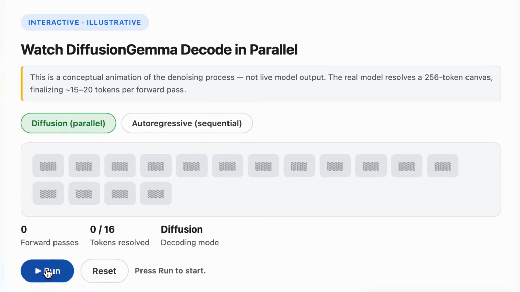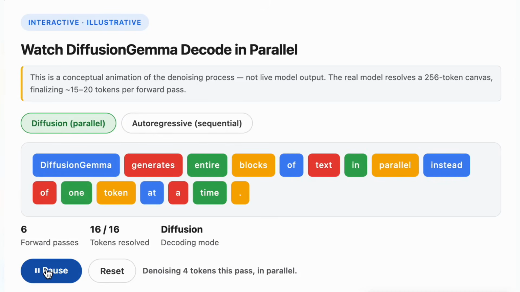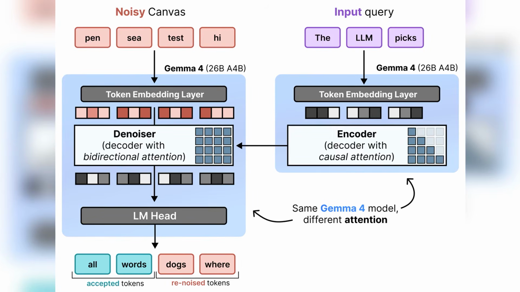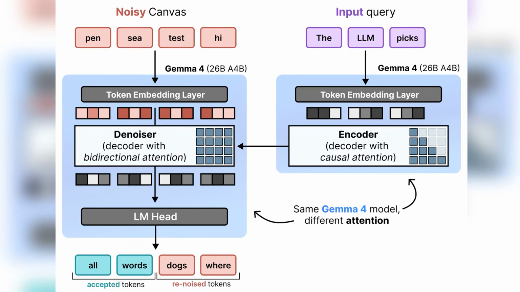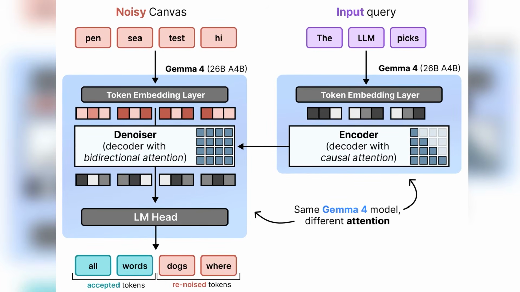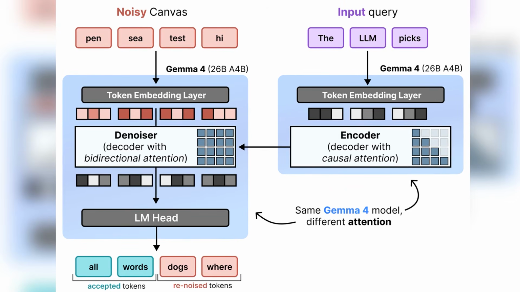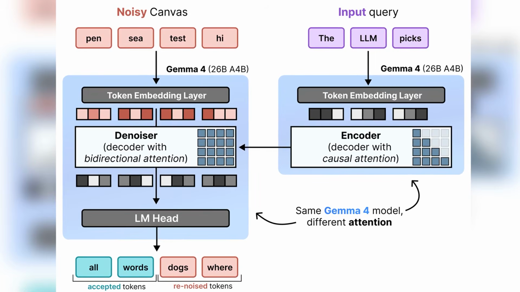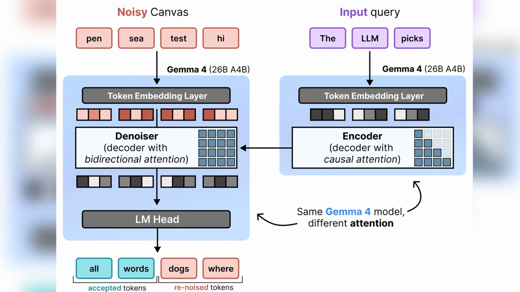DiffusionGemma takes a block of 256 empty slots, fills them with random noise, and runs a denoiser across the whole block at once. It can look forward and backward inside the canvas. Some tokens lock in after a few passes. Others get re-noised and tried again. After roughly 6 to 20 steps, a clean block of text appears. Then it moves to the next canvas.